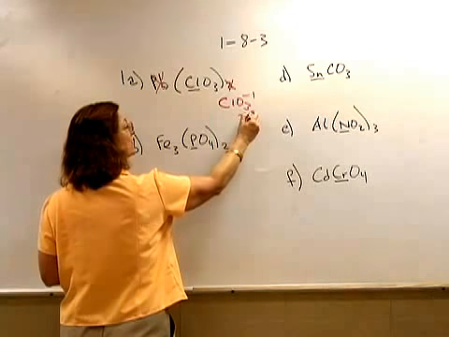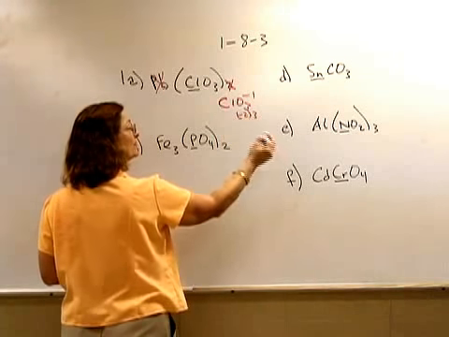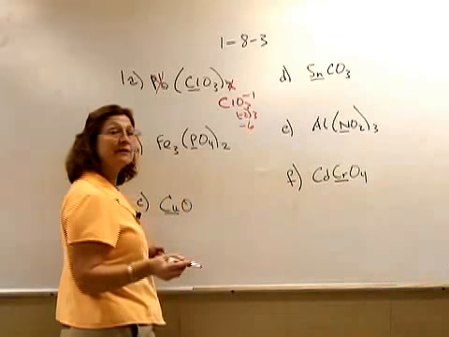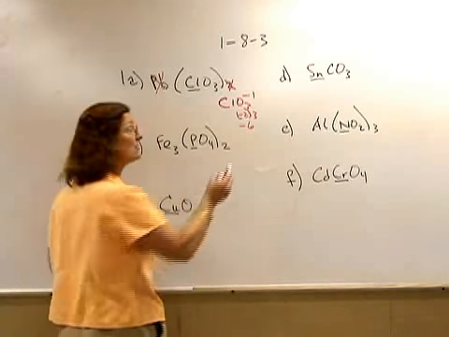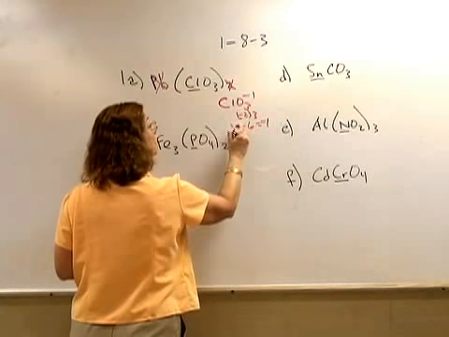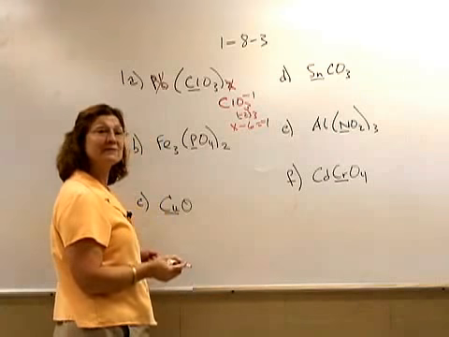Oxygen has a charge of -2. There are 3 of them. That gives me a -6. The overall charge for this polyatomic ion is -1. Therefore, chlorine must be +5.